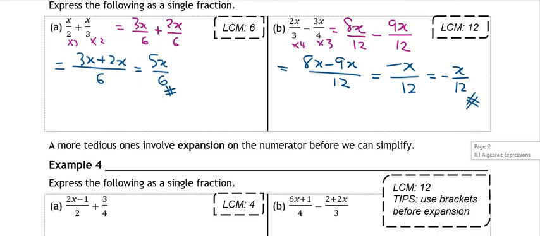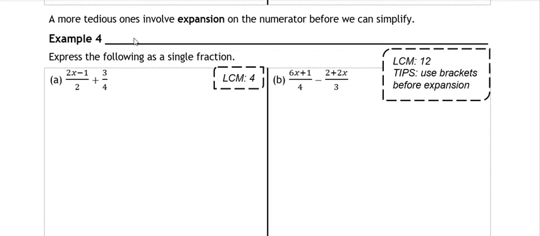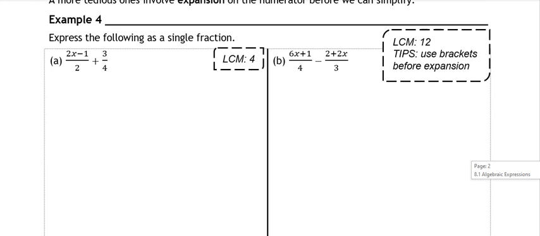Now let's have a look at example number 4. This one will be quite tedious because you will do expansion on the numerator before you can simplify it. So let's have a look over here. Express the following as single fraction. So here I have given the LCM 4. So here the second fraction is 3 over 4. So 4 is already in the denominator.